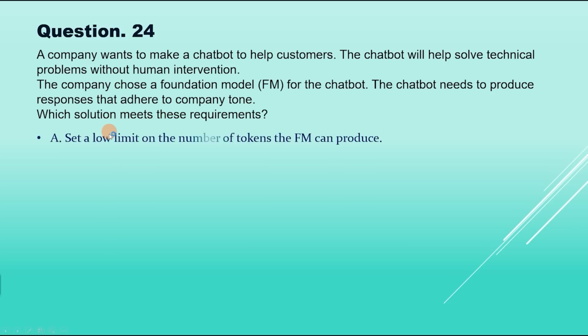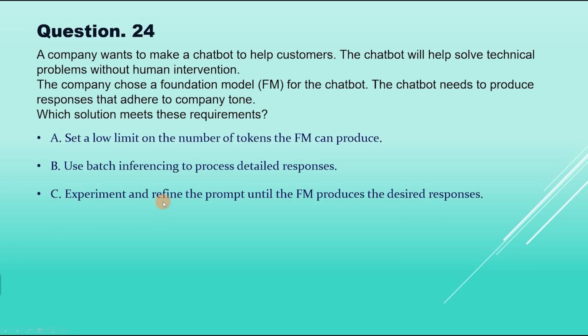Here are the options. Option A, set a low limit on the number of tokens the FM can produce. Option B, use batch inferencing to process detailed responses. Option C, experiment and refine the prompt until the FM produces the desired responses. Option D, define a higher number for the temperature parameter. Now I am going to reveal the correct answer.